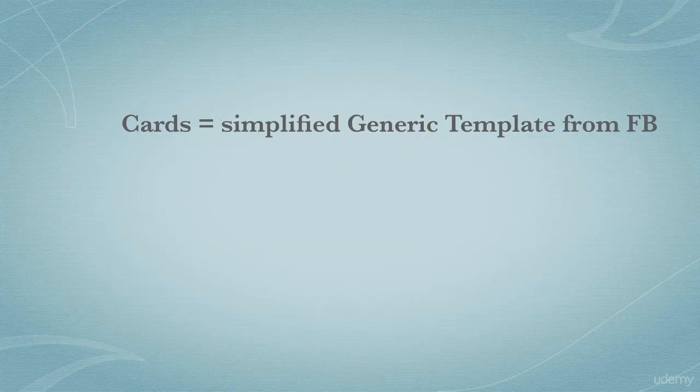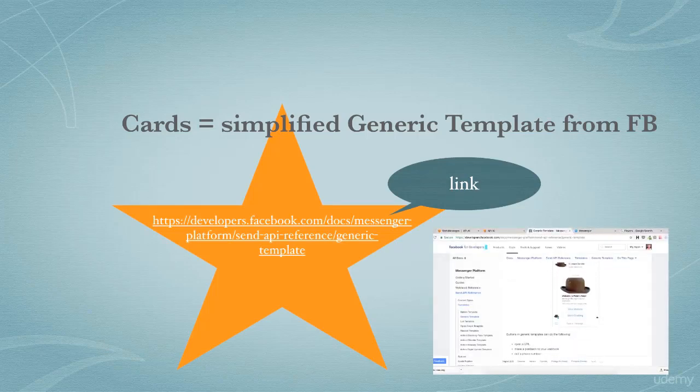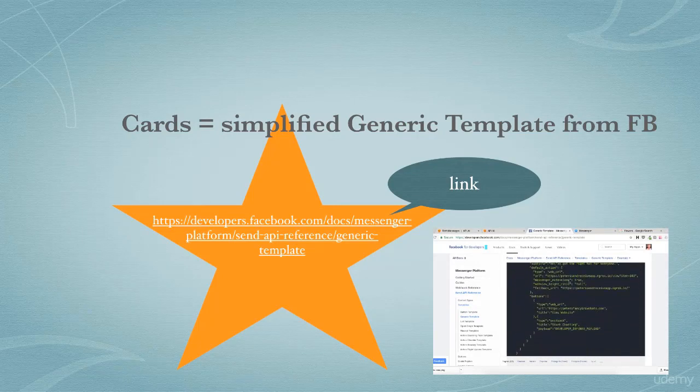Okay. And here's one more thing that we'll look at. And these are so-called cards. These cards are simplified generic template from Facebook. Look at the documentation here. Link is in the resources. Cards in ap.ai contain the same elements as generic template except default action. Also, the buttons in ap.ai are limited. But we'll take a look at how to solve this problem a little bit later. First, let's see what ap.ai offers out of the box.